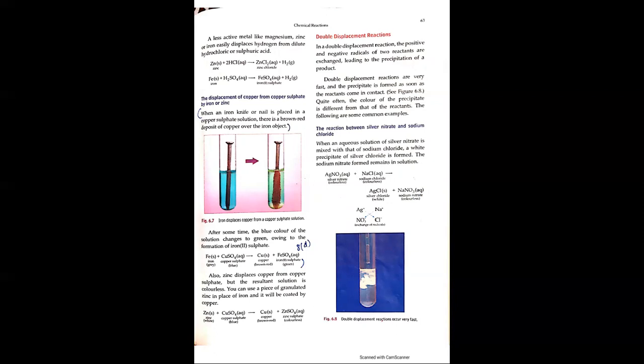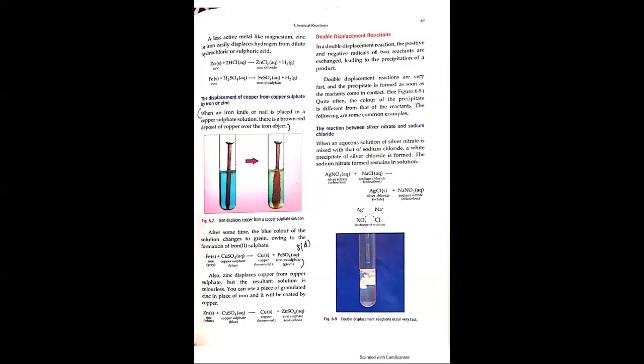Now, displacement of copper from copper sulfate by iron or zinc. When an iron knife or nail is placed in copper sulfate solution, there is a brown-red deposit of copper over the iron object, as you can see in the figure. After some time, the blue color of the solution changes to green owing to the formation of iron(II) sulfate. So when iron reacts with copper sulfate, because iron is above copper in the reactivity series, it will displace copper to form Cu alone and FeSO4. It has displaced copper and thrown it out, and instead formed FeSO4.